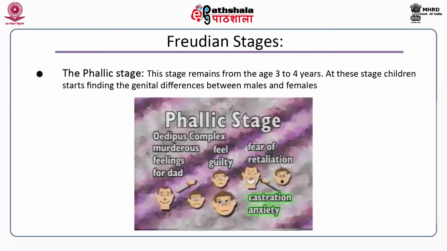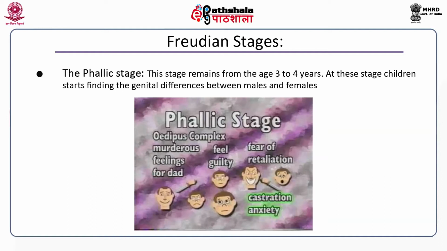At this stage, children start finding the genital differences between males and females. Freud describes this stage with the help of the Oedipus complex and Electra complex, which mean a sexual desire that a child feels towards the parent of the opposite sex, along with jealous feelings towards the parent of the same sex. This complex may result in adult personality disorder when unresolved.